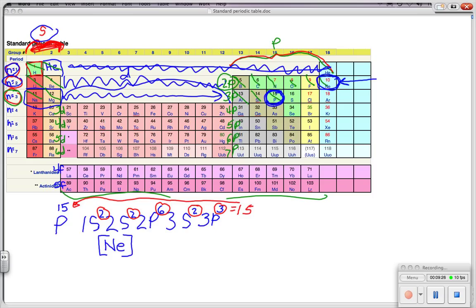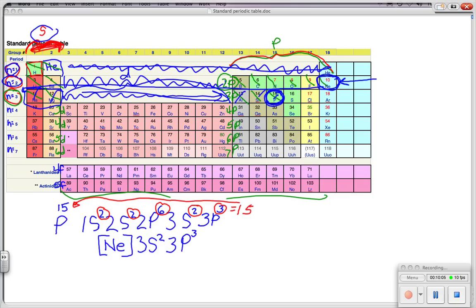Here's neon, then I go over, okay, I'm going to start right here at principal energy level 3. So 3, again, the 1, 2 in the S's, so 3s2. Then go across to the 3p sublevel, and I'm going 1, 2, 3 right there. So that's another way to write the electron configuration for phosphorus. So to remind you what's going on, okay, let me take this again.